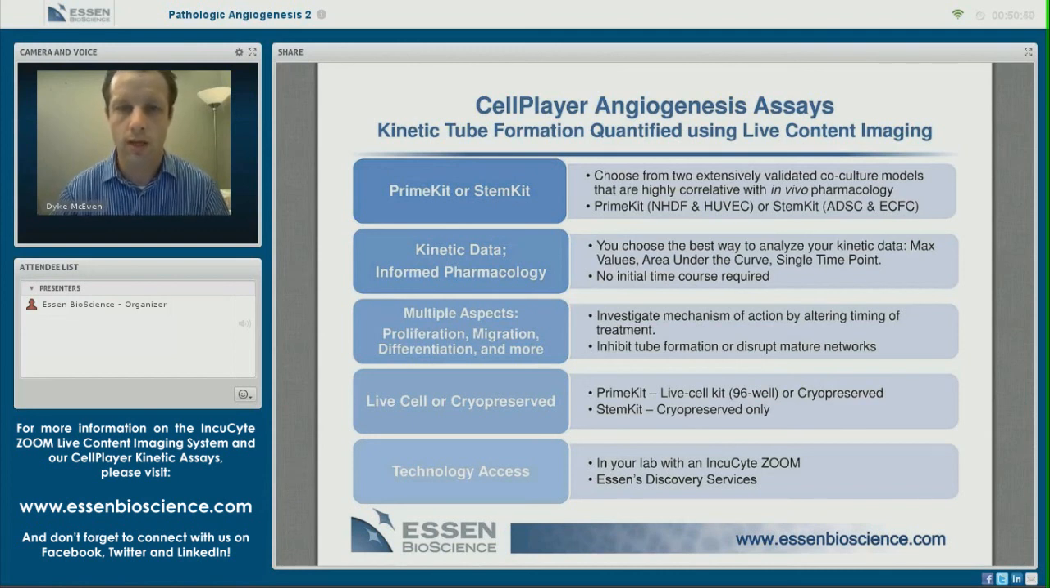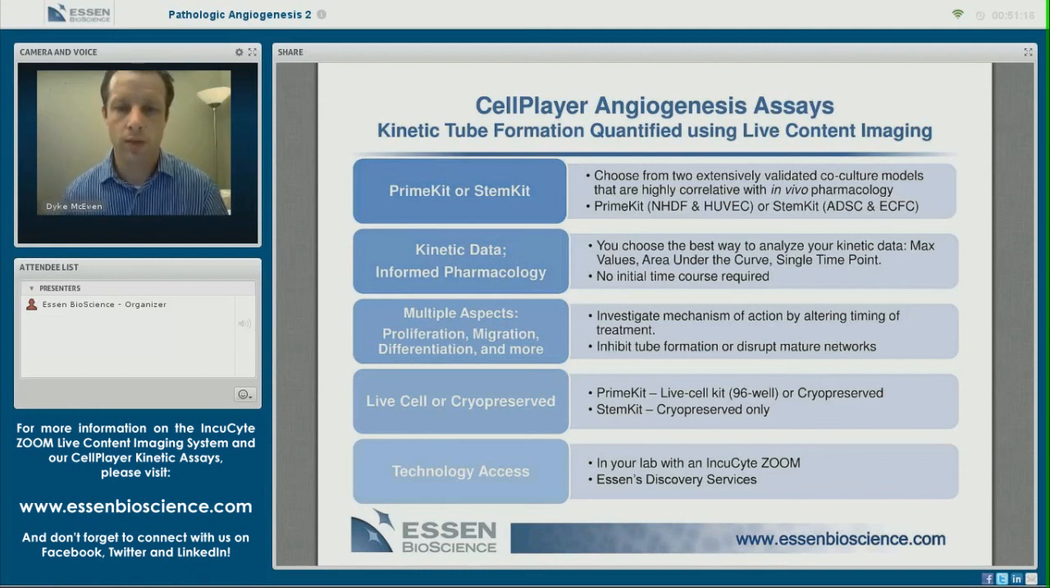We also can look at complex aspects of pharmacology, whether it be proliferation, migration, differentiation, investigating mechanism of action of different compounds by altering the timing of treatment. And I showed that here using our STEM kit, where we were looking at models of vascular resistance and the ability to use combination therapy to restore sensitivity to large biologic treatment.